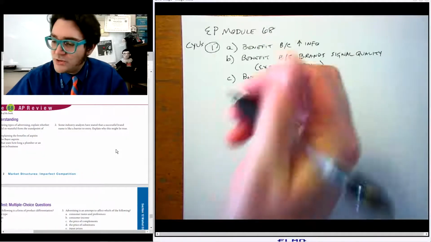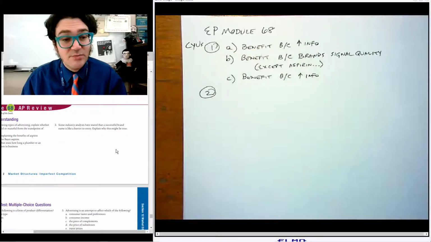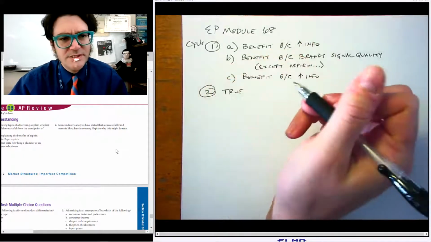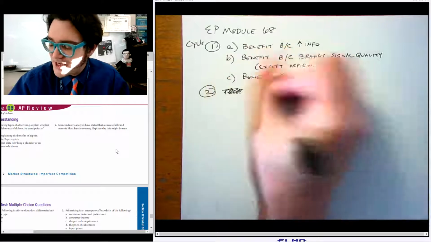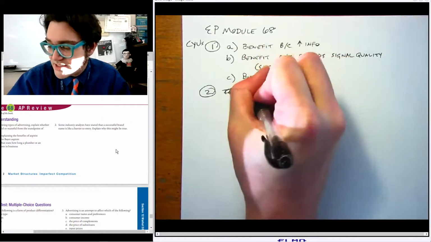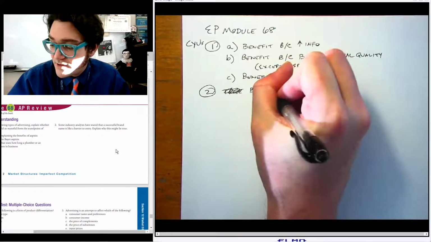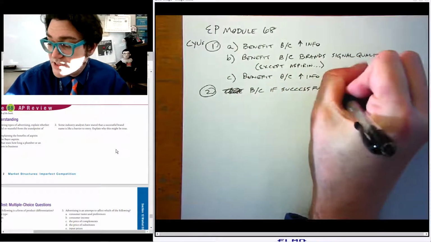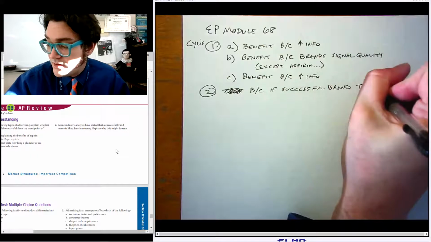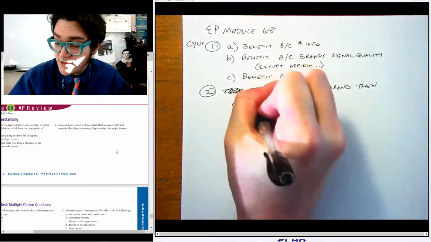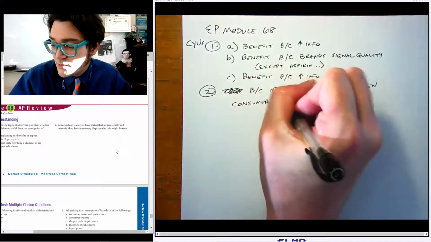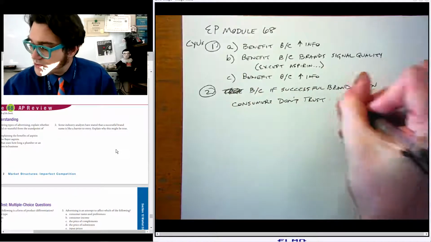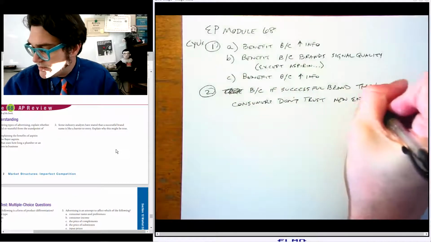So number two, some industry analysts have stated a successful brand name is like a barrier to entry. Explain. I'd say that's true. It's not actually asking that, is it? No. It's your incompetent economics teacher. Because they would say that if there's a successful brand, then consumers won't trust the new ones, right? Consumers don't trust new entrants. Man, my handwriting's bad. That's kind of how I'm going to say this.